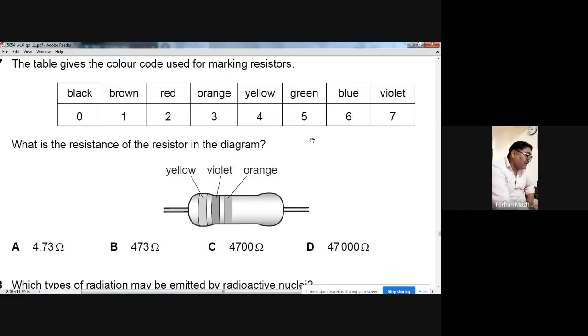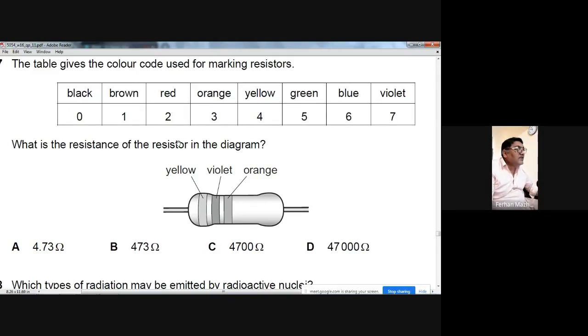So the number is 47. And the third band tells you the exponent, 10 raised to the power what? Orange stands for 3 here. So times 10 raised to power 3. So it's basically 47 times 1000, and it will be 47,000. So 47,000, D is the choice. For 37, D is the choice.